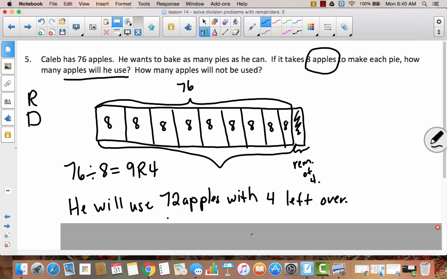So this part was a little bit tricky. I had to read that a couple times because I was like, am I trying to figure out how many pies? And then I realized no, it didn't want to know how many pies. It wanted to know how many apples would he use.